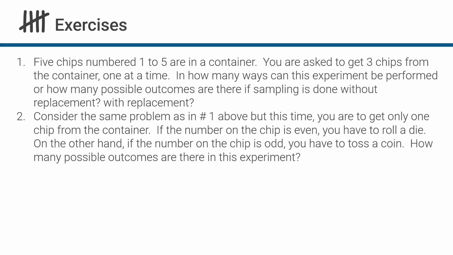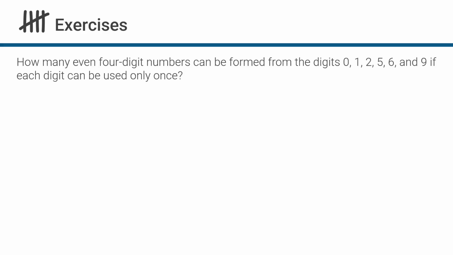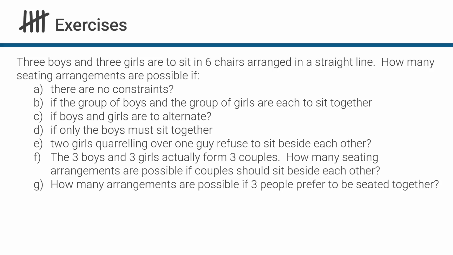Another one: how many even four-digit numbers can be formed from digits 1, 2, 5, 6, and 9 if each can be used only once? This one is a trick question. Just remember that there should be four-digit numbers. Next, three boys and three girls sit in chairs arranged in a straight line. How many seating arrangements are possible?